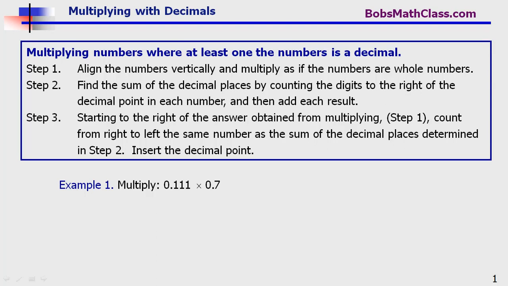Multiplying with decimals. Multiplying numbers where at least one of the numbers is a decimal. Step 1. Align the numbers vertically and multiply as if the numbers are whole numbers.